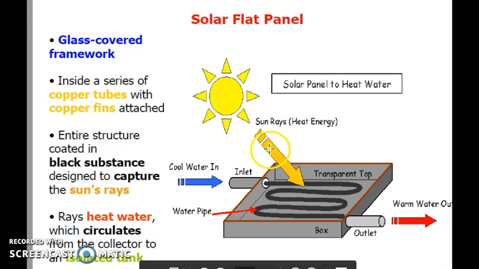Whatever sun rays fall within these boxes heat the water, and when the water circulates through these tubes, it gets heated by absorbing the solar energy which is falling on it. And then after getting heated, it goes through the outlet to the tank, from which we can supply the heated water.